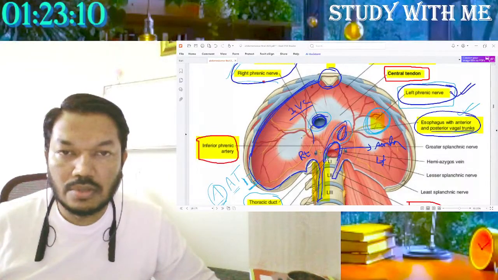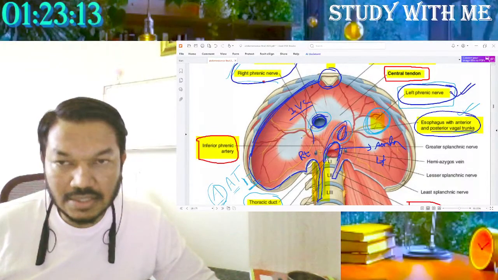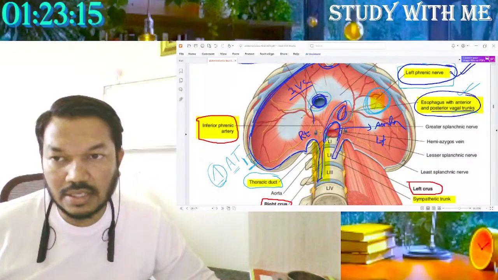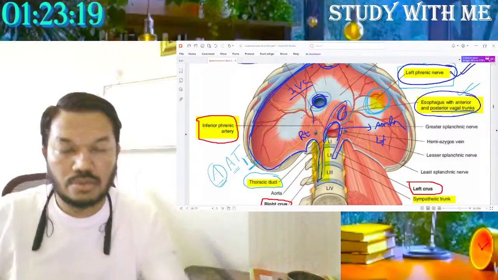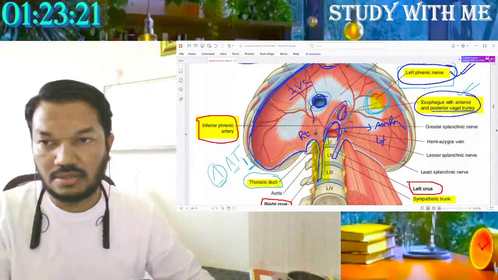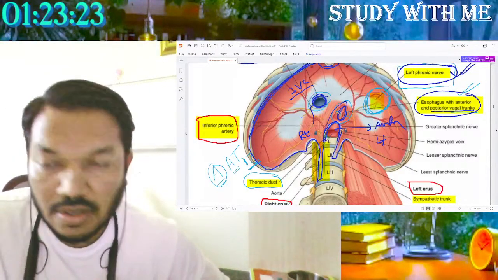Better you can look to the screen. This screen. Then it will be easy. At the same time, if you go through your PDF, it will be distracting for you.